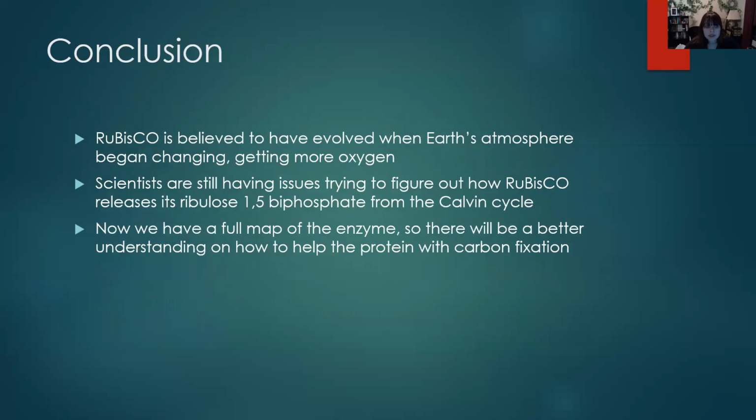So in conclusion, Rubisco has been believed to have evolved as Earth's atmosphere started changing, like 3 billion years ago, whenever oxygen had started to come in, and plants had to evolve. So scientists believe this is why there are issues with Rubisco and why it's so slow. So that's why they're trying to figure out how to bypass that. But now that we have a full map of the enzyme, scientists believe that they're finding better ways to help the plant with the carbon fixation.